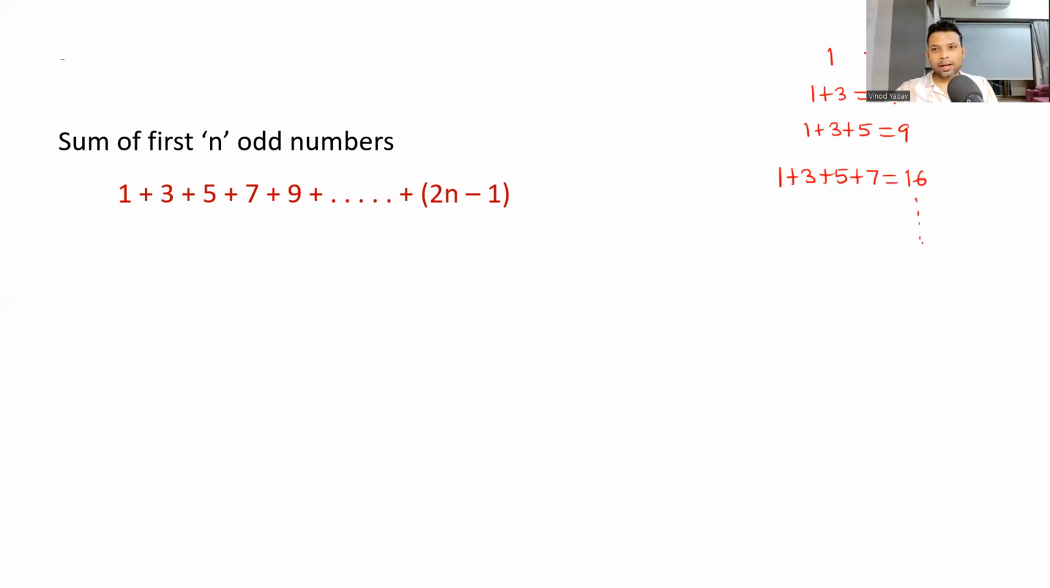पहला odd number तो 1 square था. इसका sum is 4 which is 2 square. इसका sum is 9 which is 3 square. This sum is 16 which is 4 square. So किसका square हो रहा है? Whatever number of odd numbers are there, उसका square.